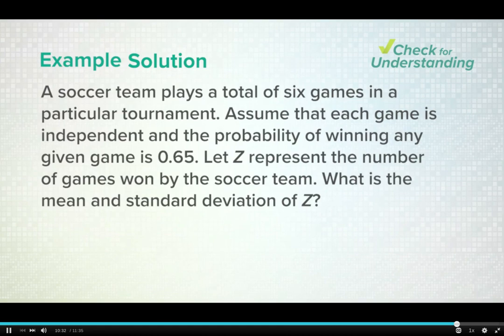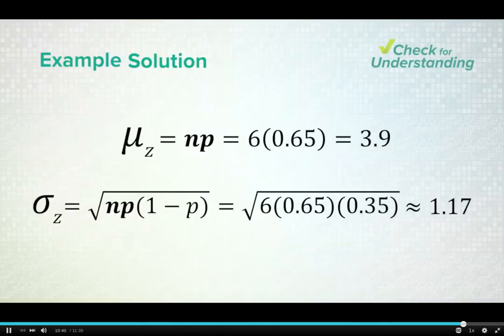Here's the solution to this check for understanding. Because this is a binomial situation, I can use those 2 formulas that we discussed earlier. So the mean of Z would be 3.9, and the standard deviation of Z would be 1.17. Now, if you made a probability distribution chart and you multiply, add to get the mean, awesome. That should give you the same answer. But remember, since it's binomial, I can use those handy-dandy formulas.